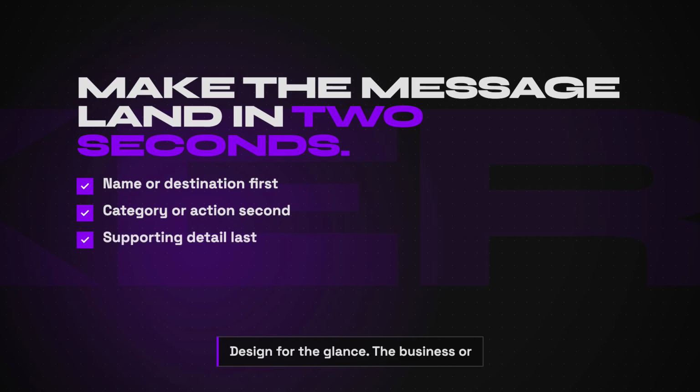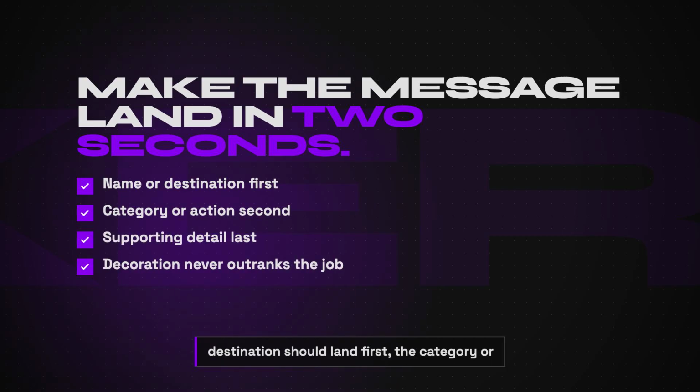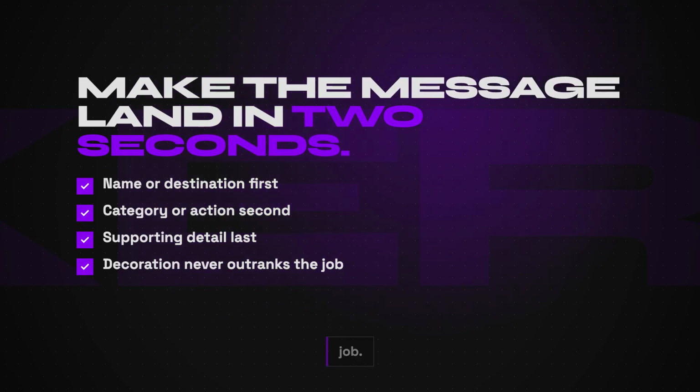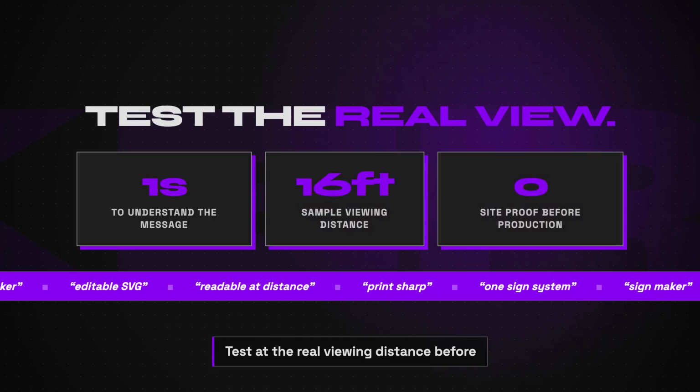Design for the glance. The business or destination should land first, the category or action second, and supporting detail last. Remove anything that competes with the main message. If a driver, shopper, or event guest cannot understand the sign in 2 seconds, decoration is stealing attention from its actual job. Test at the real viewing distance before production.